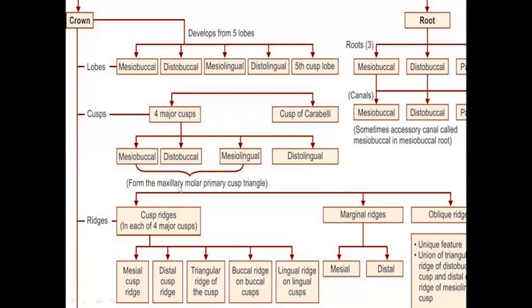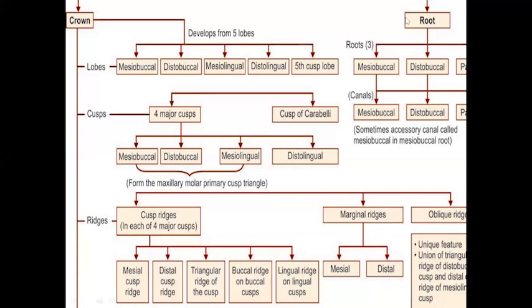From the maxillary molar primary cusp, triangle ridges: cusp ridges in each major cusp, with mesial and distal cusp ridges. This is the triangular ridge of the cusp, the buccal ridge on the buccal cusp, and the lingual ridge on the lingual cusp. Marginal ridges, mesial and distal. The oblique ridge, a unique feature, is the union of the triangular ridge of the distobuccal cusp and the distal ridge of the mesiolingual cusp.